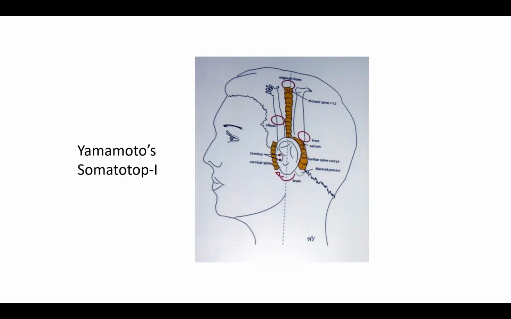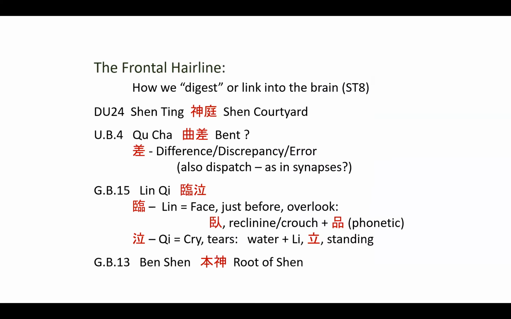Just because they call the mind the heart does not mean that they don't have a brain. Okay, now the character for brain does exist. So on the frontal hairline, it seems to suggest how we are linking, how we're digesting, bringing things from the world into the brain.